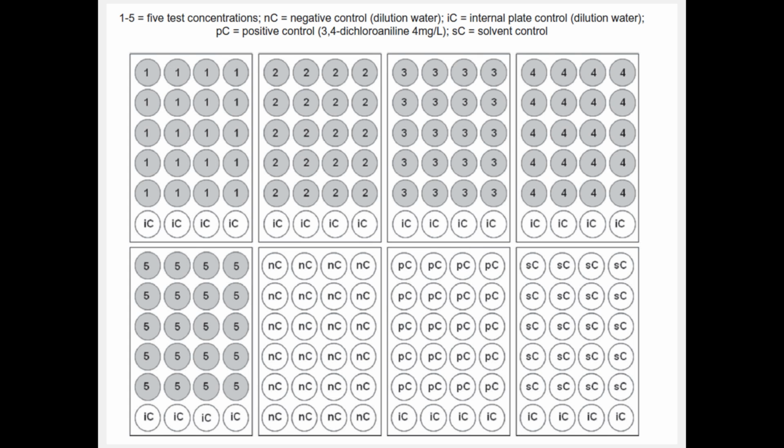So this test is relatively straightforward. It's not much more difficult than running a normal fish acute test, apart from the fact it's on a much smaller scale. You also have a slightly higher number of replicates, and there is a lot of statistics that went into this to design the test appropriately to have enough power. In this diagram here, we have 5 concentrations, each of the plates representing a single concentration. You also have 4 internal controls within each plate. Then we also have a negative control, the NC, a positive control, the PC, and if necessary, a solvent control as well.